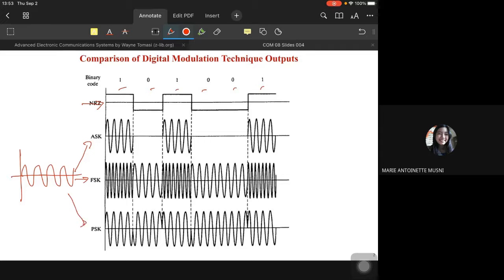So in ASK, whenever the input is 1, the carrier is on. Whenever it is 0, the carrier is off. So 1, 0, 1, 0, 0, 1. Okay? Simply put, that is ASK. Although there are different types of ASK schemes, that's the most simple one.